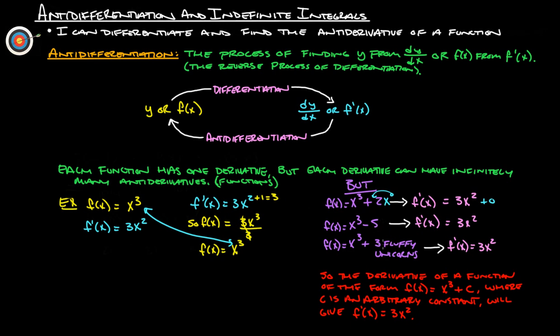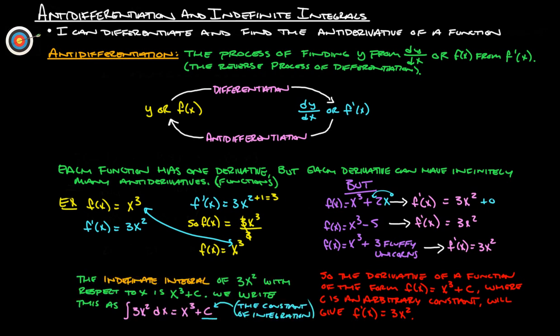This constant out here gets lost when we differentiate, and then when we go back to anti-differentiation from our derivative, again, this constant will not reappear because it turned into 0 out here. So the derivative of a function of the form f of x equals x cubed plus c, where c is some arbitrary constant, will give f prime of x equals 3x squared. The indefinite integral of 3x squared with respect to x is x cubed plus c. We write this as the integral of 3x squared dx.